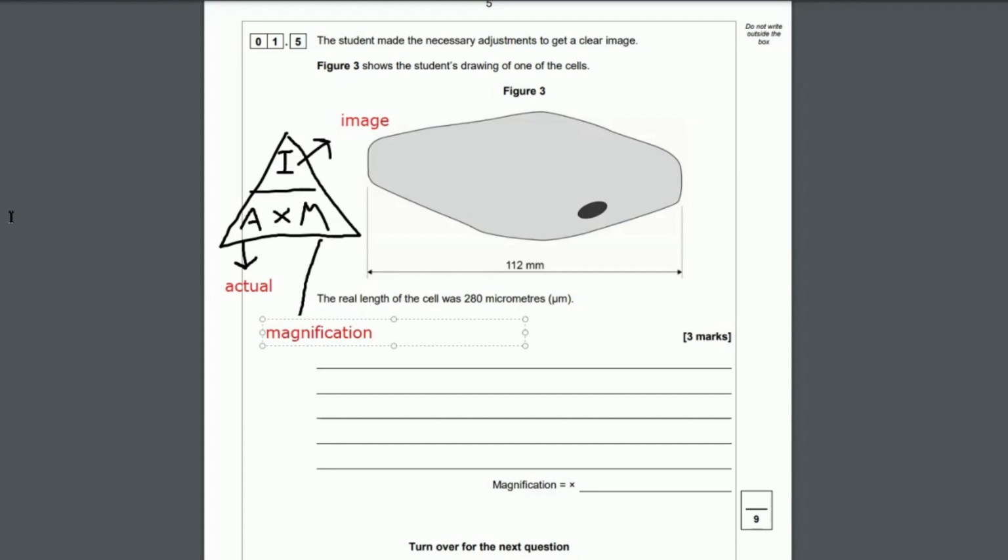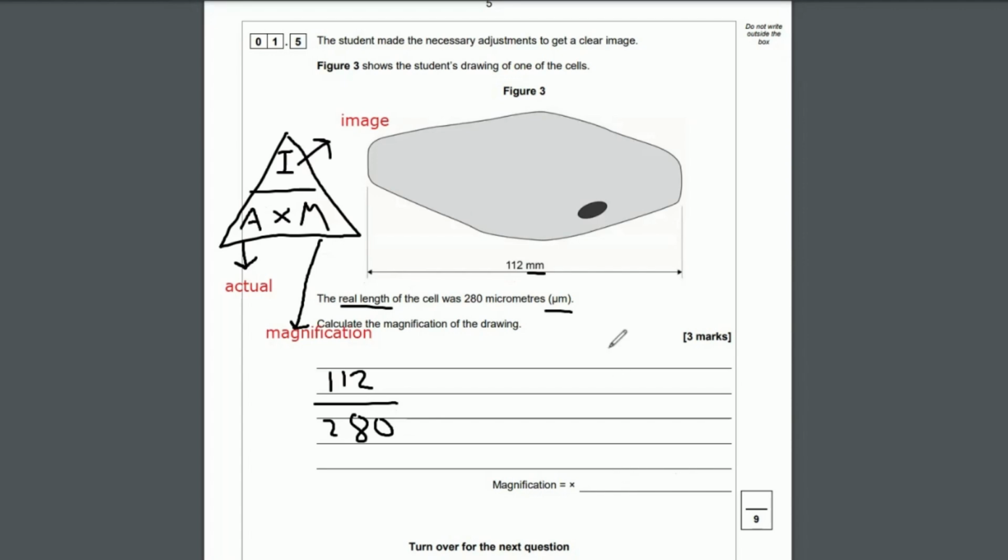So it is 3 marks, and we have got to take into effect a conversion because the units don't match up. We've got millimeters and micrometers, but I'm going to show you how to get 2 marks without even doing that. So first of all, that's the image. So if you did 112, which is the image, I, over the actual size, and they've called this the real length. Real is the same as actual, and that's 280. So if you did that and you write your answer down here, you're going to get 2 marks.